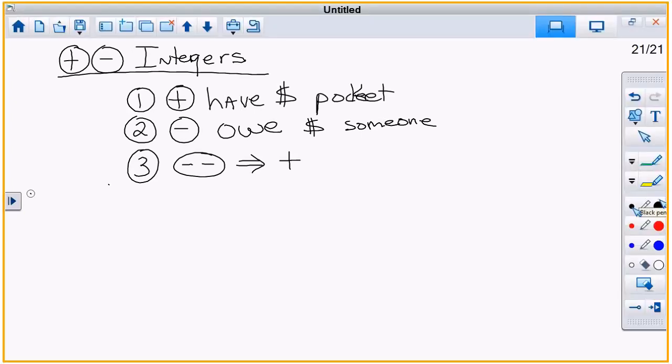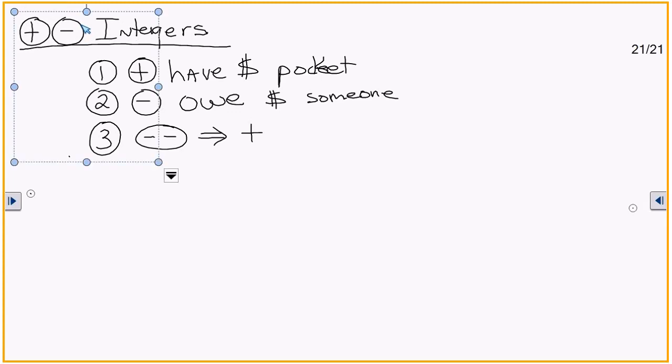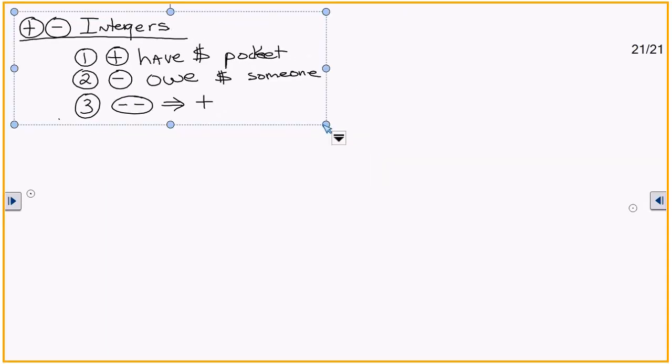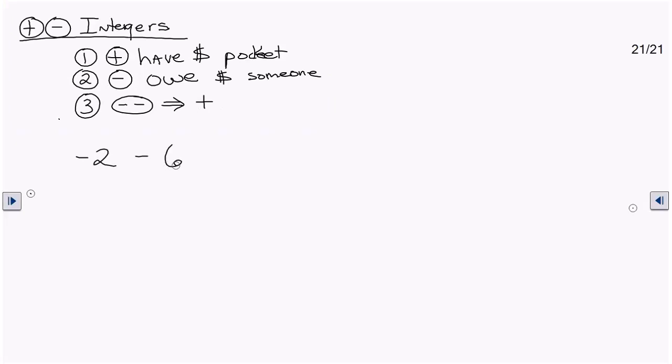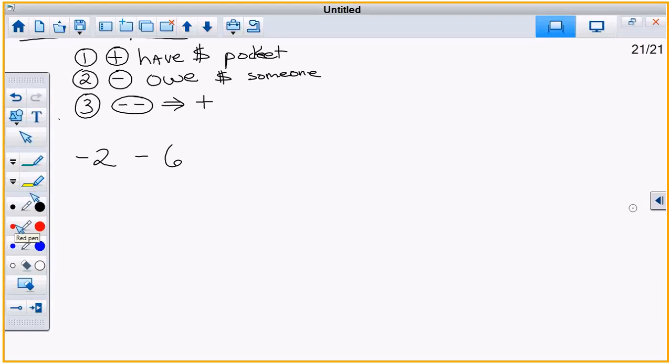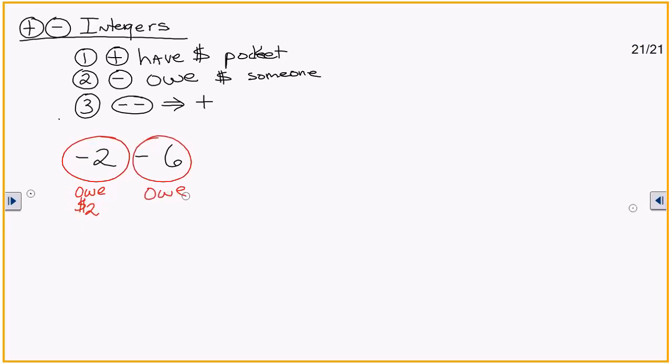So let's do some examples. First of all, I'm going to slide this over and make it a little bit smaller. There we go. And we're going to add a few of these together. How about negative 2 minus 6? Well, the first thing you do is read from left to right. This means you owe $2. Owe $6. Now, if you owe your sister $2 and you owe your brother $6, you owe some money. So owe means negative. And how much do you owe both of them? $8. So you owe $8.